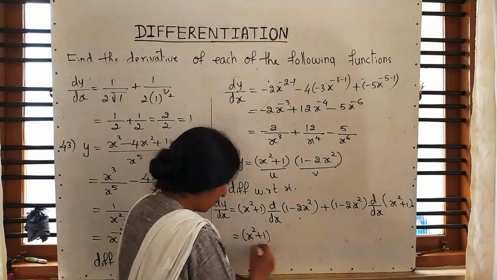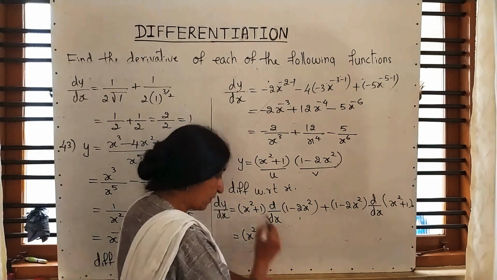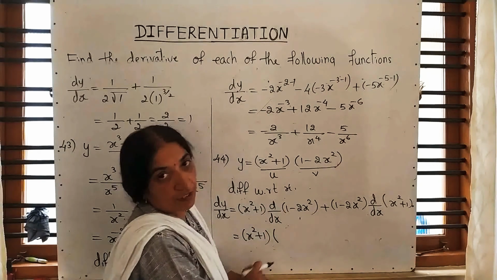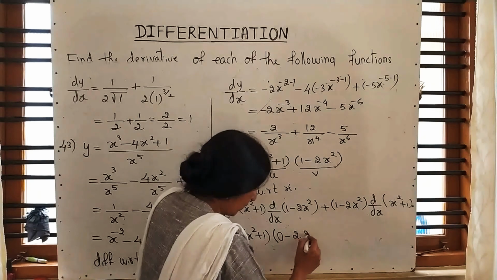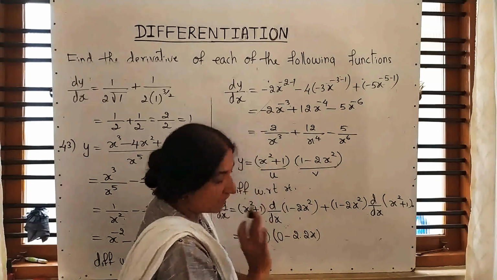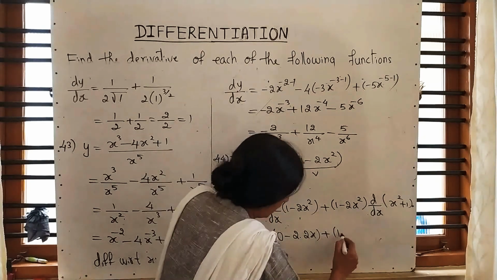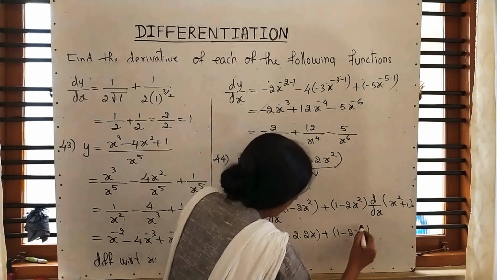X square plus 1 as it is, before differentiation in the bracket. What is the differentiation of 1? 0. Minus 2 as it is. Differentiation of x square is 2x. Dot means it is a multiplication. Plus 1 minus 2x square.